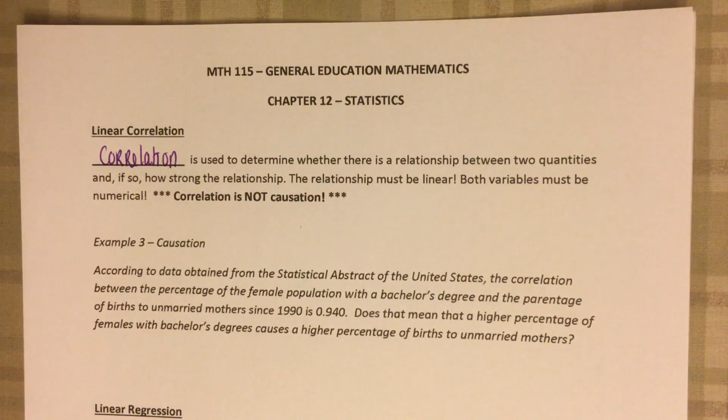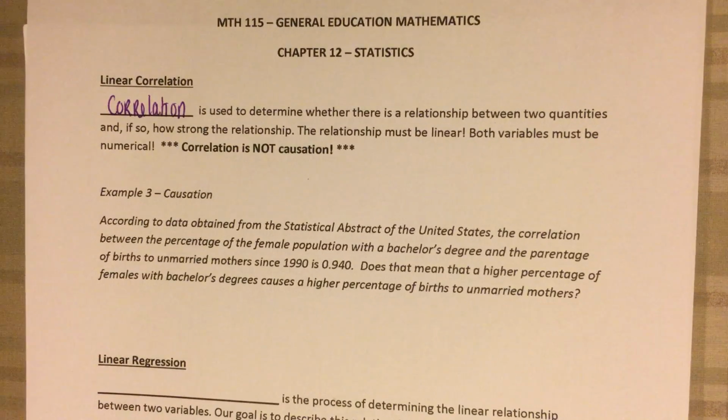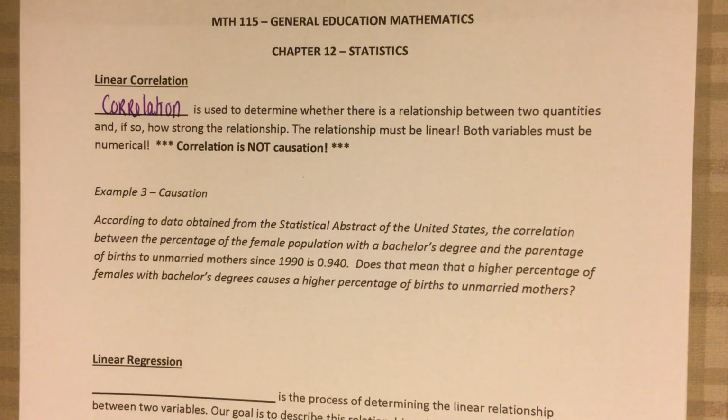And so in this next example, according to data obtained from the Statistical Abstract of the United States, the correlation between the percentage of the female population with a bachelor's degree and the percentage of births to unmarried mothers since 1990 is 0.940. Does that mean that a higher percentage of females with bachelor degrees causes a higher percentage of births to unmarried mothers? So again, we're skipping the part about what this 0.940 means. What that means is that there is a very strong correlation between these two.